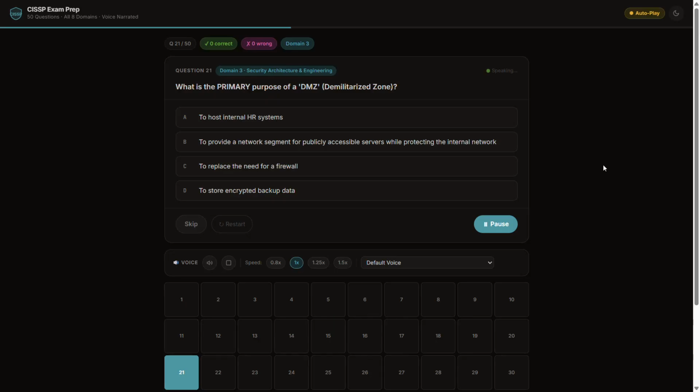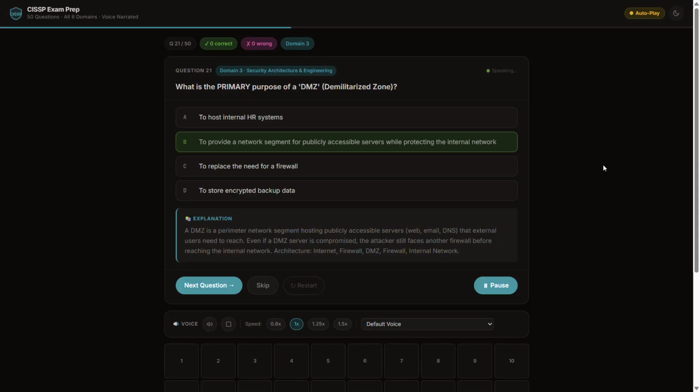Question 21. What is the primary purpose of a DMZ, demilitarized zone? Options: A. To host internal HR systems. B. To provide a network segment for publicly accessible servers while protecting the internal network. C. To replace the need for a firewall. D. To store encrypted backup data.